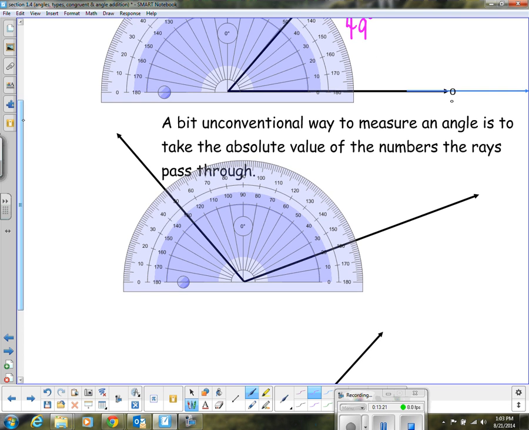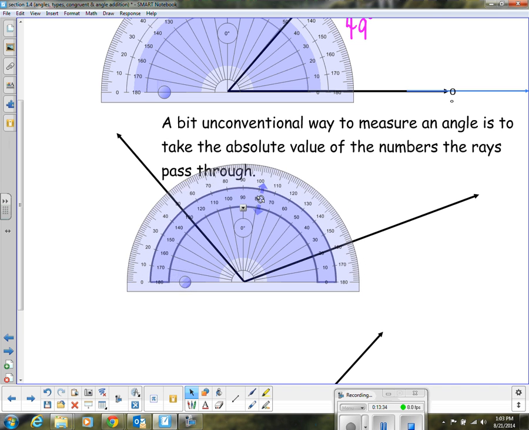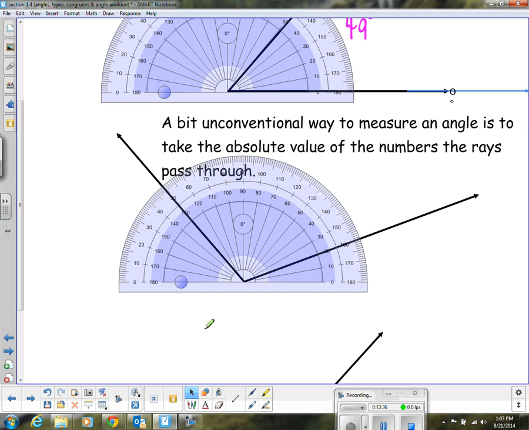All right, now another way you can do it, if we don't line it up on a side, and some of the problems in the book are going to be this way, and I'm sure on the test it's going to be this way also. What we're going to do, a bit unconventional way, is to take the absolute value, this is like our ruler postulate, of the numbers that the rays pass through. So you have to make a decision when you do this. You either look at the inside numbers or you look at the outside numbers.